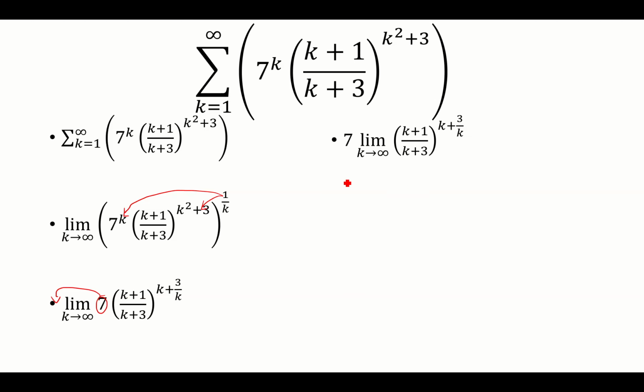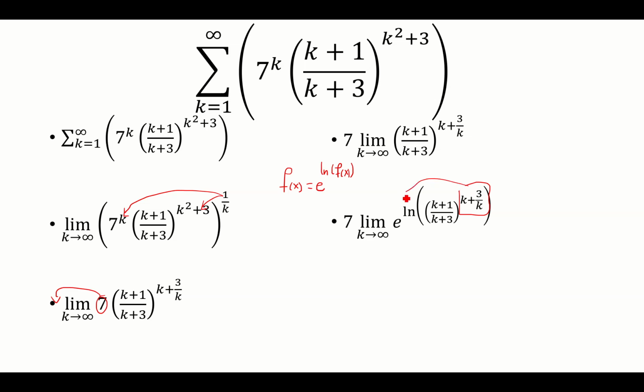And the next step, we're going to write our function as e to the natural log of that function. Okay, so those two are identical. And what this allows us to do is bring the exponent down. That's the whole purpose of doing that. You want to bring down the exponent. So this will come out in front of the natural log.